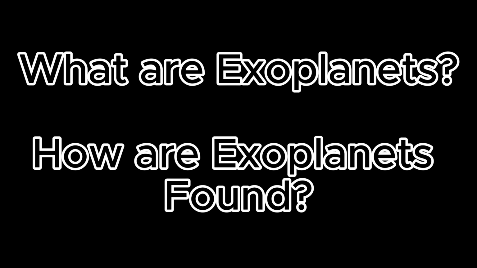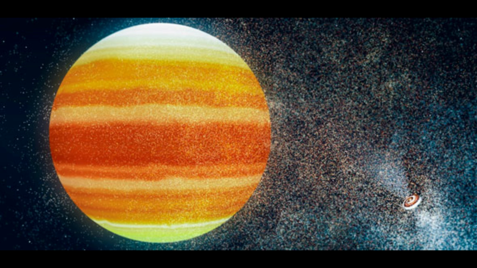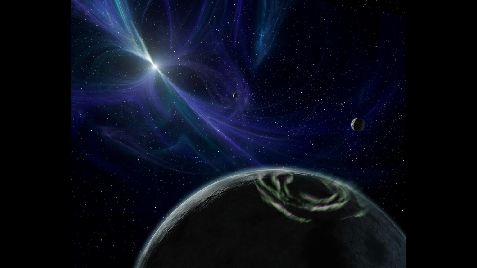In this video, we will be covering what exoplanets are as well as how they are found. Exoplanets have only been recently discovered, as early as 1992, with the first method of finding one being pulsar timing. Since the first detection of the two exoplanets, the number of detections has dramatically increased.